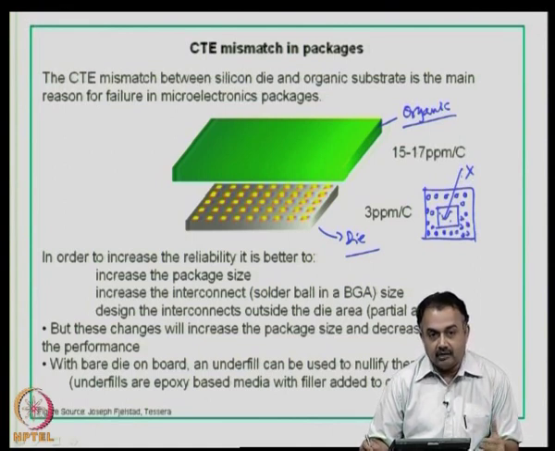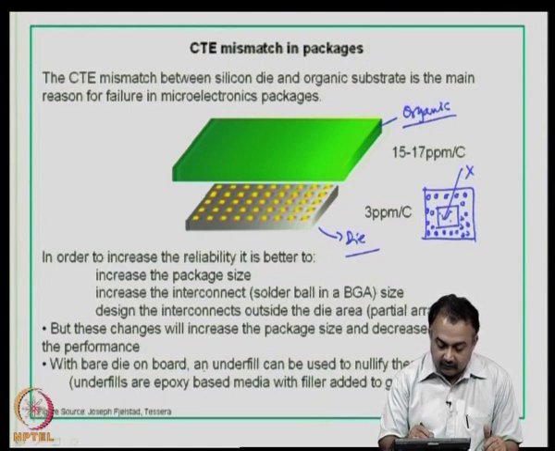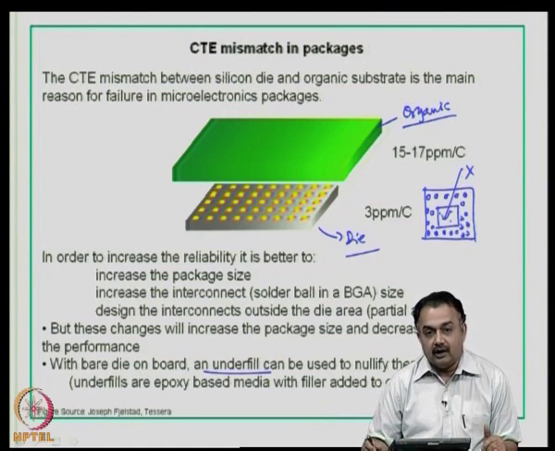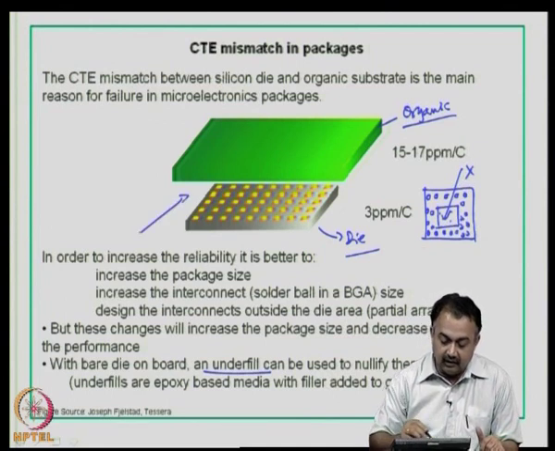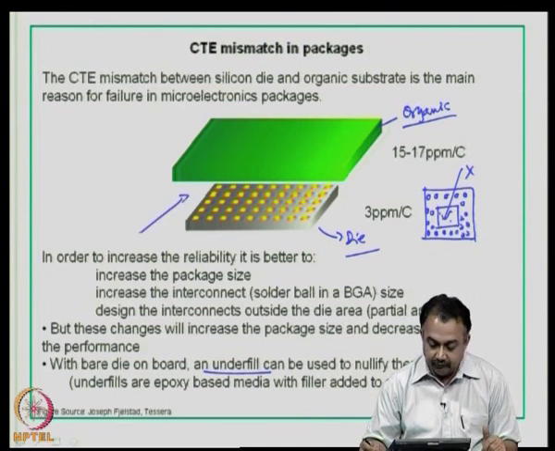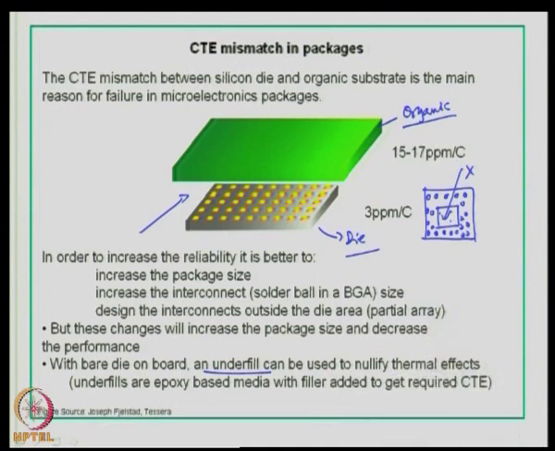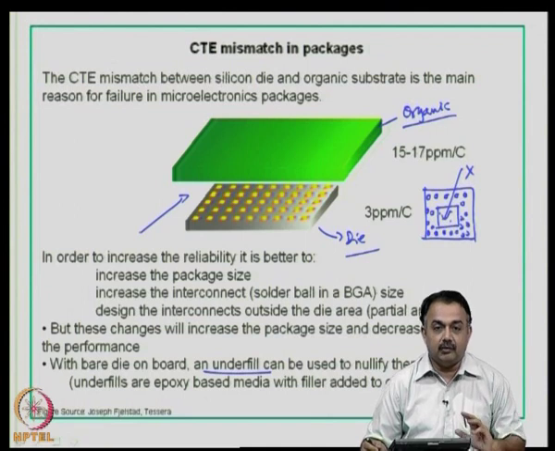With bare die on the board, you can use an underfill. An underfill, as I said, is basically a material that is used in between the die and the substrate to nullify the thermal effects that CTE mismatch can produce, and typically underfills are epoxy based media with different fillers added to change the CTE. So, typically you can use materials which have a CTE in between that of the die and the substrate.